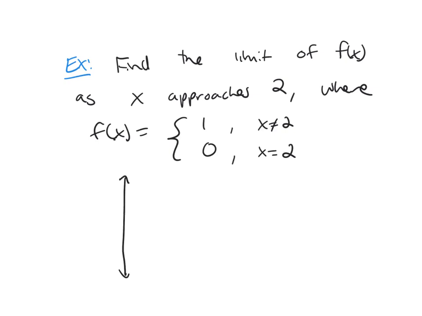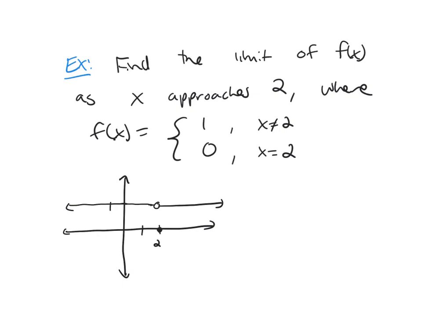So let's just look at this limit graphically. So when x is not 2, my function is 1. So everywhere except for x equals 2, my function is 1. And then when x is 2, my function is 0. So my graph looks like this.